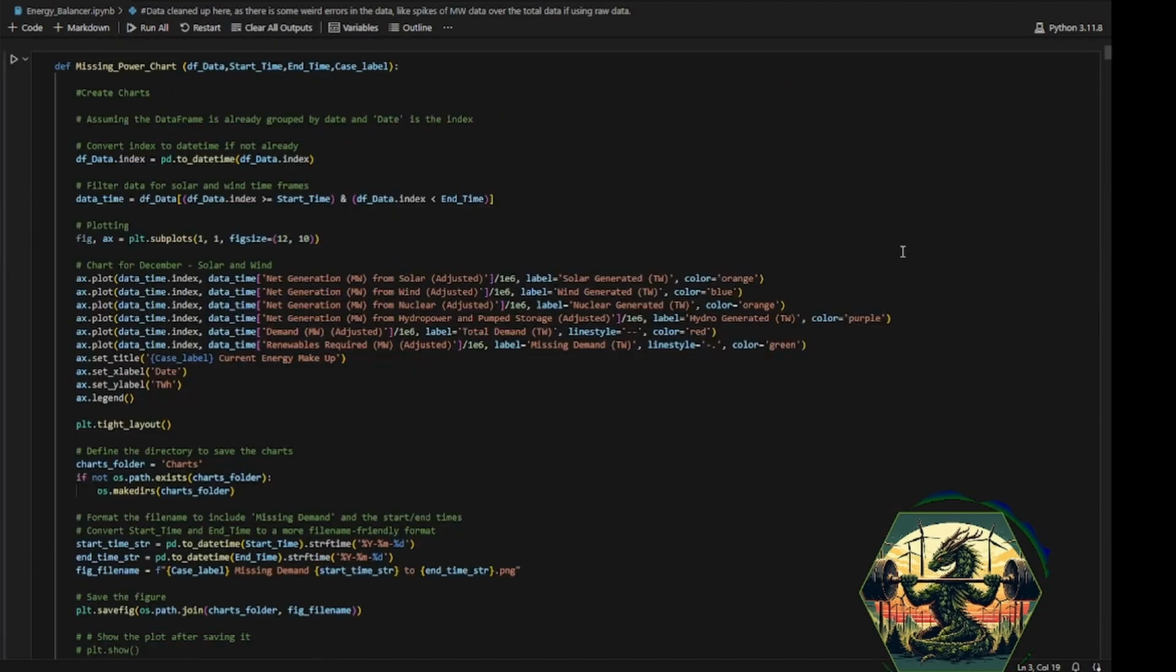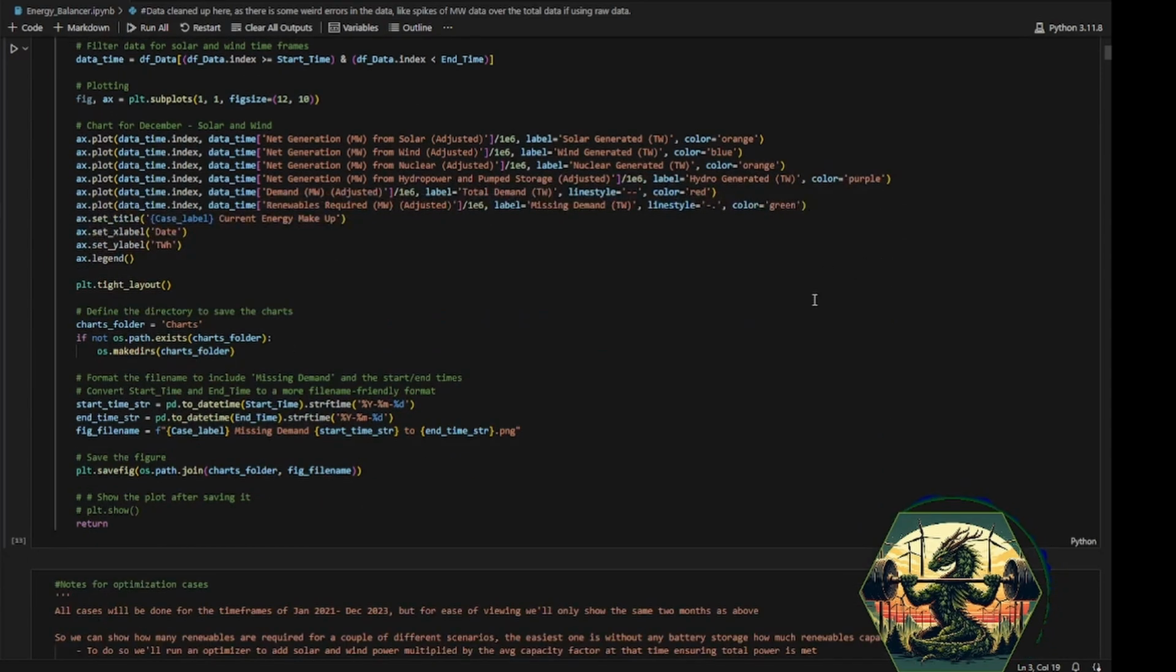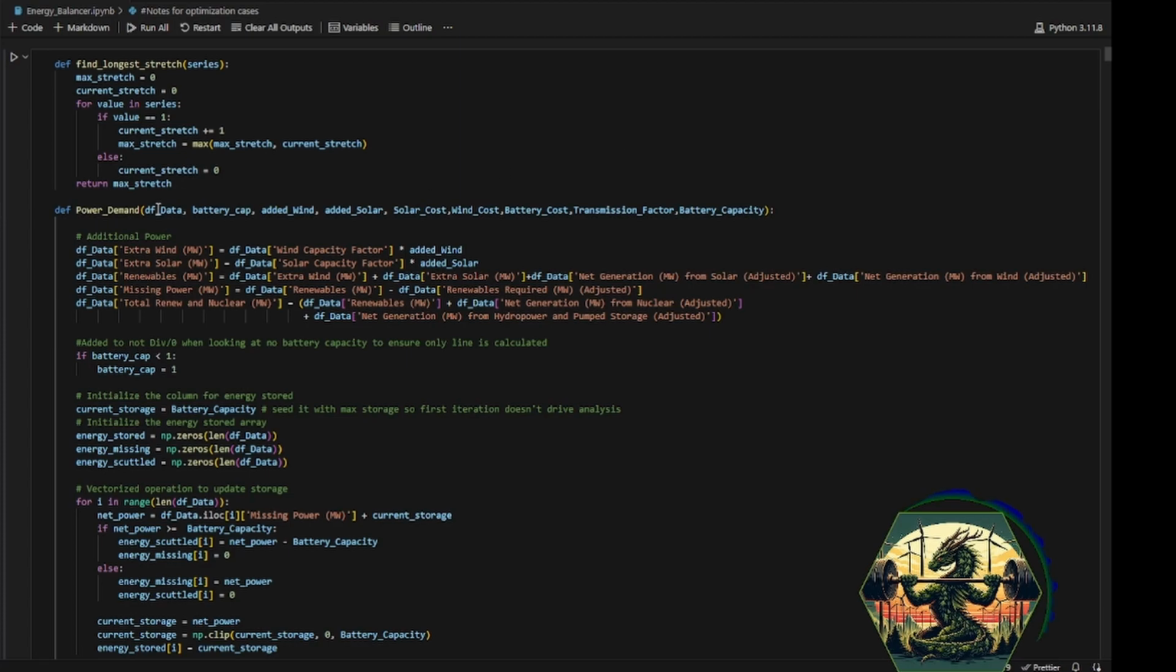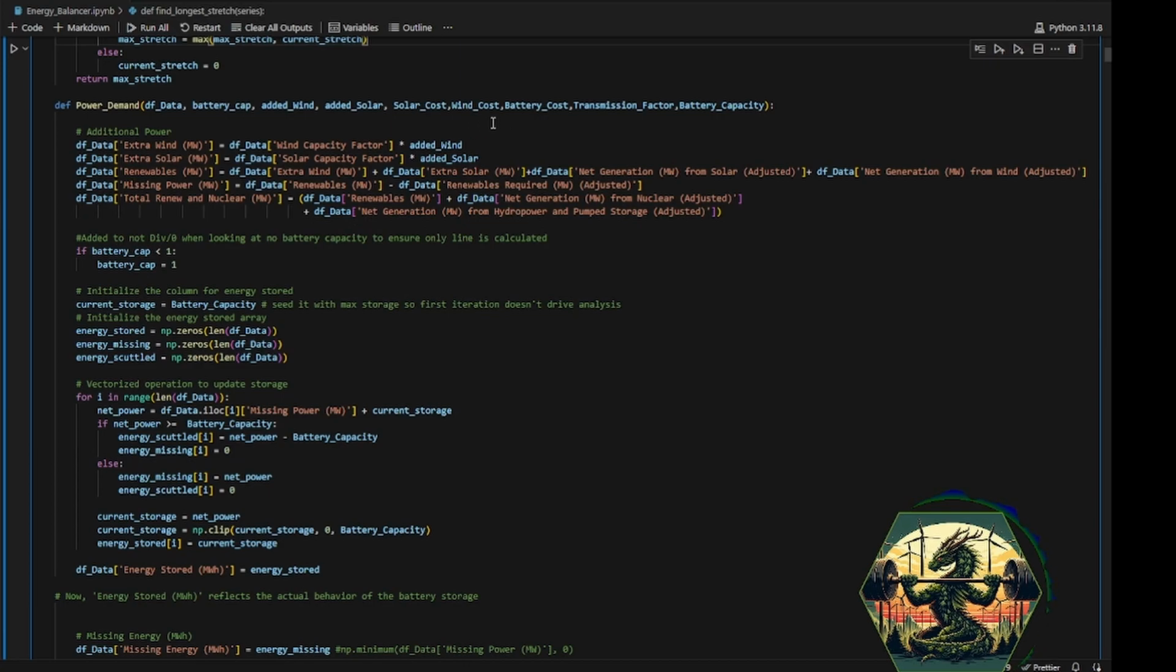Anyway, this is one of the charts that I built to show the missing power. I'll show that up on screen. This is my missing power chart, basically just to show how much energy we have to make up with renewables. These are the two main functions. So longest stretch here just tells me how long a period of time do we need battery storage systems coming in? What's the longest period of time that is?